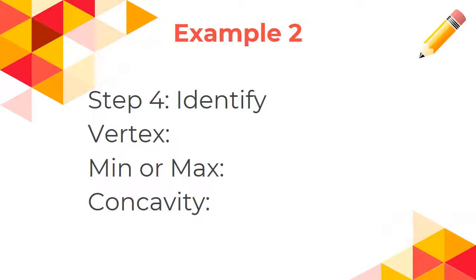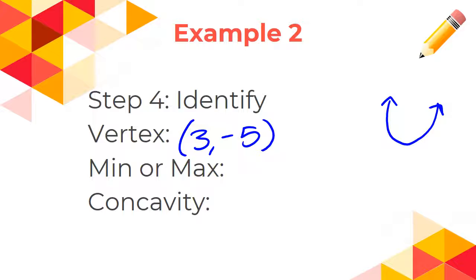So let's take a moment to identify our vertex. You found your vertex. It's always on your axis of symmetry, and it's always the middle value on your table. So we're at 3, negative 5. Our curve went up like a cup, so it's going up, concave up, and I have a minimum for my vertex because it's the bottom of the curve.